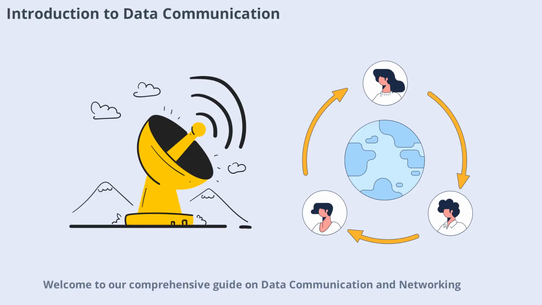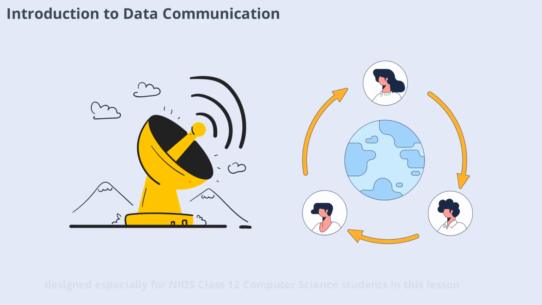Welcome to our comprehensive guide on data communication and networking, designed especially for NIOS Class 12 computer science students. In this lesson, we'll explore how data travels between devices, the essential elements that make communication possible, and the networks that connect our digital world. Whether you're curious about how your messages reach friends or how the internet functions globally, this video will break down the concepts into easy-to-understand segments.